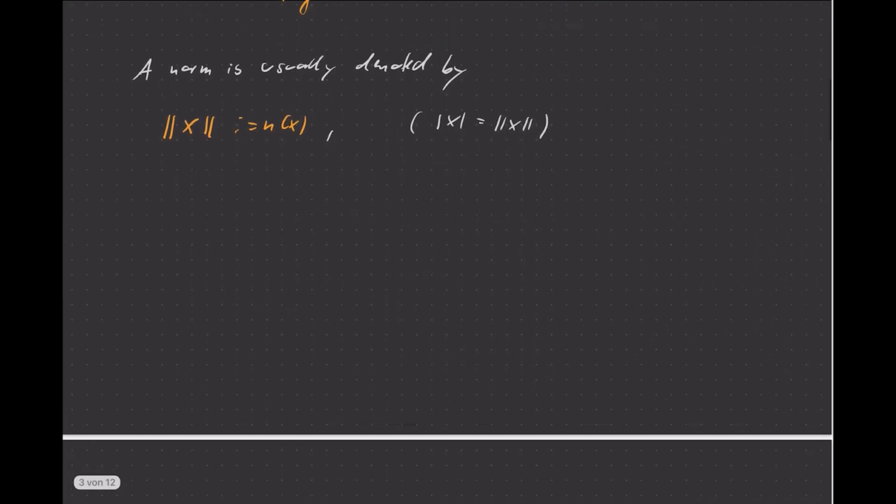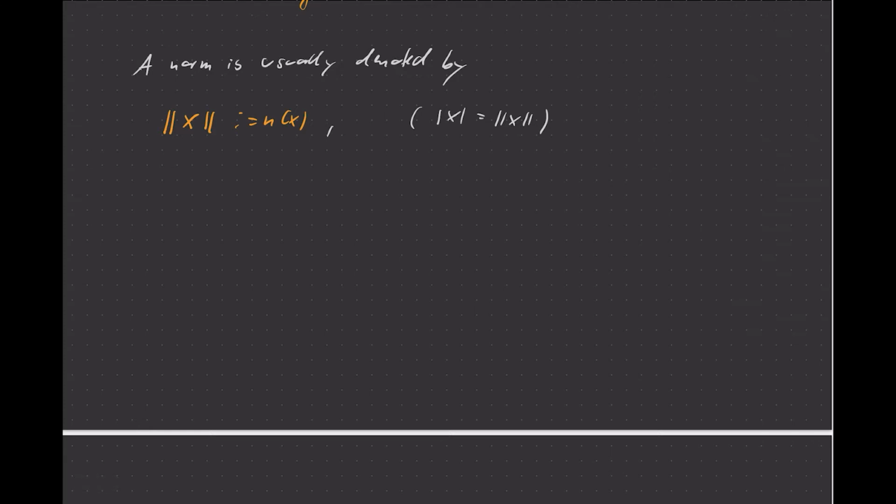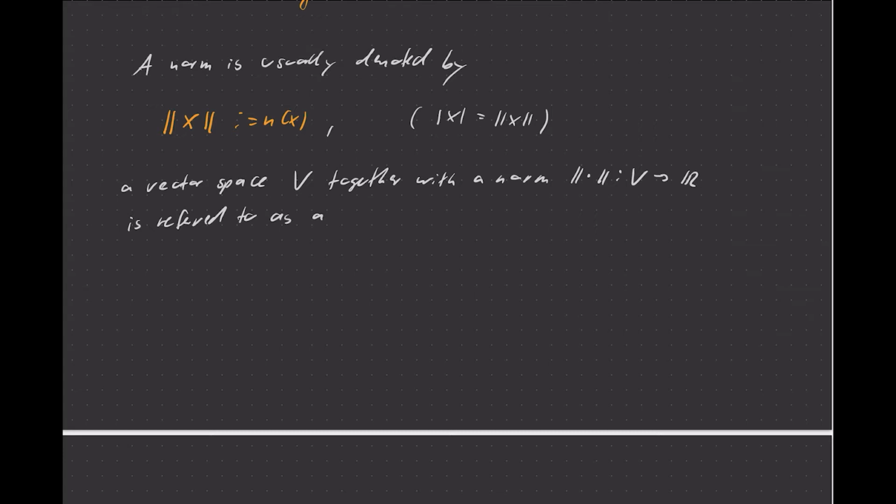Okay, and also a vector space that is equipped with a norm is referred to as a normed vector space. So if I'm talking about a normed vector space, I just mean a vector space with any norm. So a vector space V together with a norm that will often be written in this way here. So that's the norm function. And this dot here symbolizes where the argument goes, so to say. And that is usually referred to as a normed space.